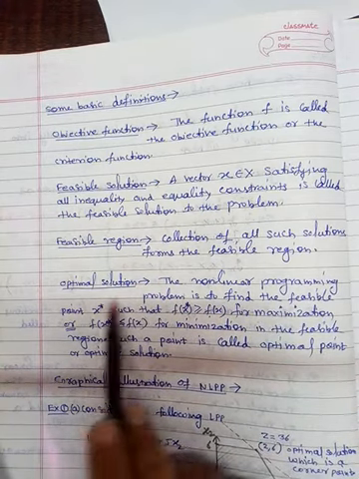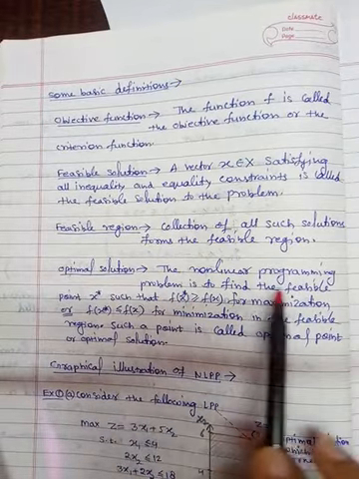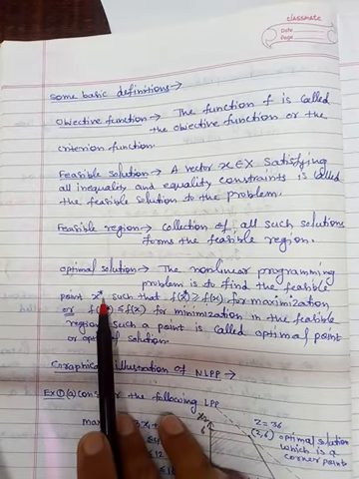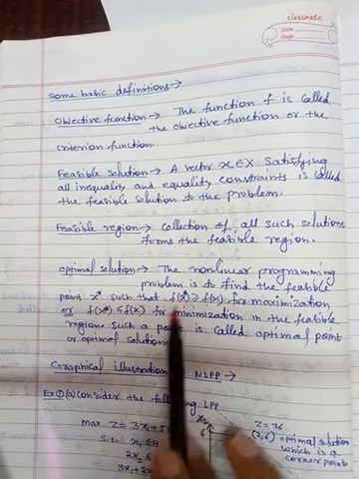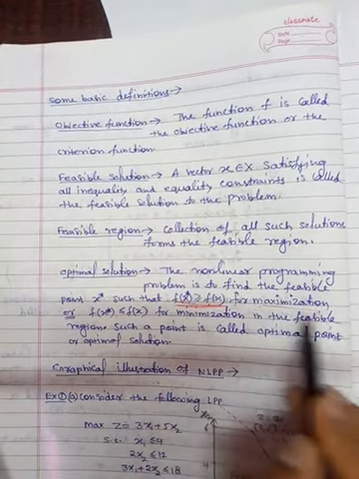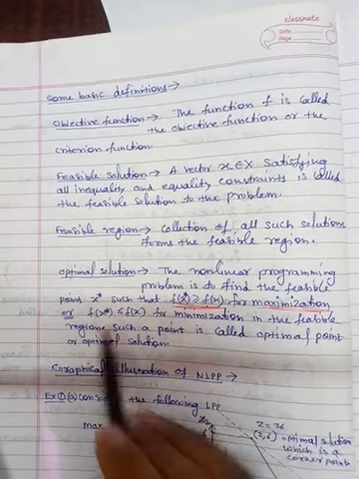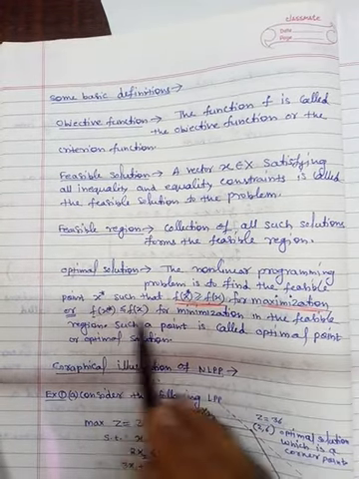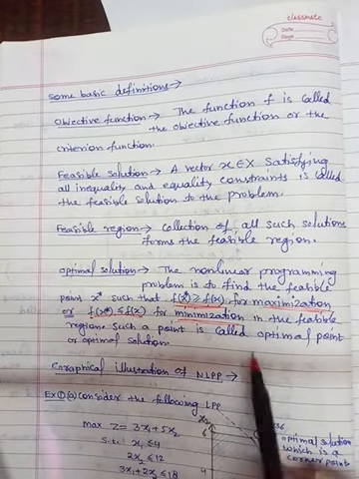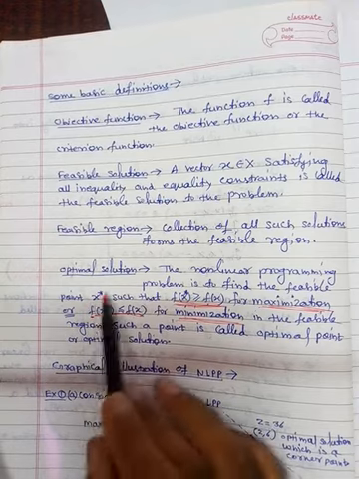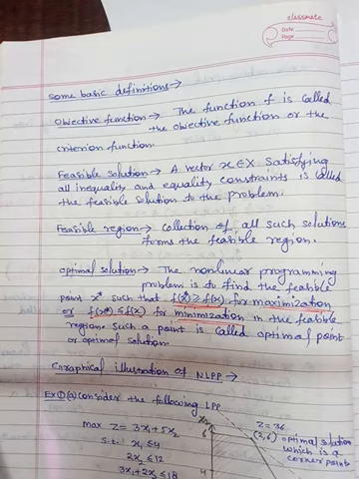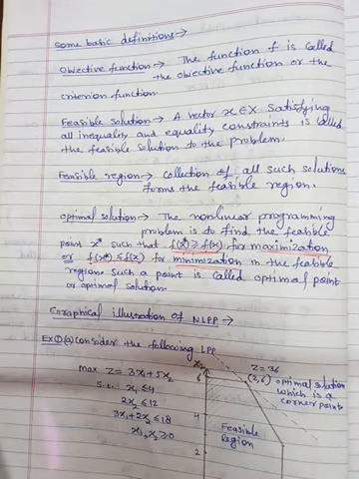And then finally the optimal solution. The non-linear programming problem is to find the feasible point x star such that this condition is satisfied: f of x star is greater than equal to f of x, if your problem is of maximization. Similarly, f of x star is less than equal to f of x if your problem is of minimization. In the feasible region, such a point is called the optimum point or optimal solution. This x star is called the optimal point or optimal solution. Fine. Now here we have discussed the linear and non-linear programming problem.